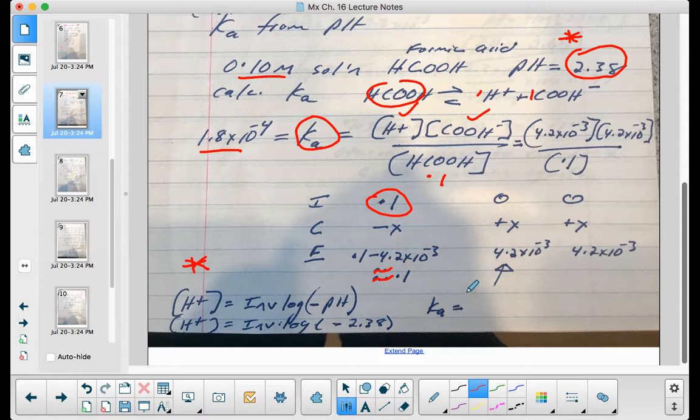So if you now take your values that we calculate here, my 4.2 times 10 to the negative third times 4.2 times 10 to the negative third on top. I'm really just taking these values of x and plugging into this equation here. And then I'm going to divide by the formic acid concentration. And so that value will give me my 1.8 times 10 to the negative 4.